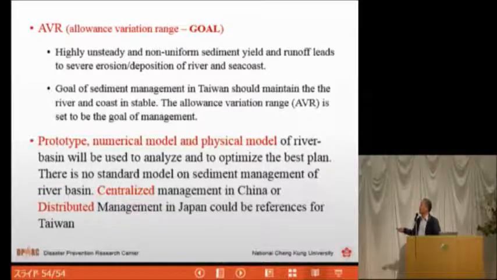In the sediment management plan, we install AVR, that means allowance variation range, as a goal. And we use prototype monitoring, the numerical model, and the physical model to do the sediment management at river basin scale.